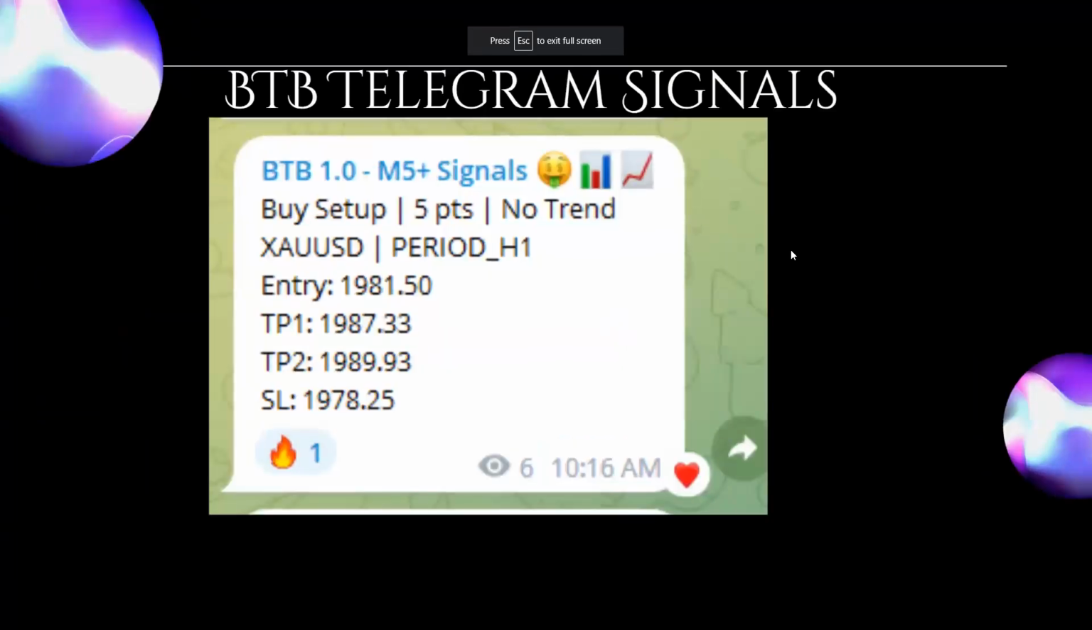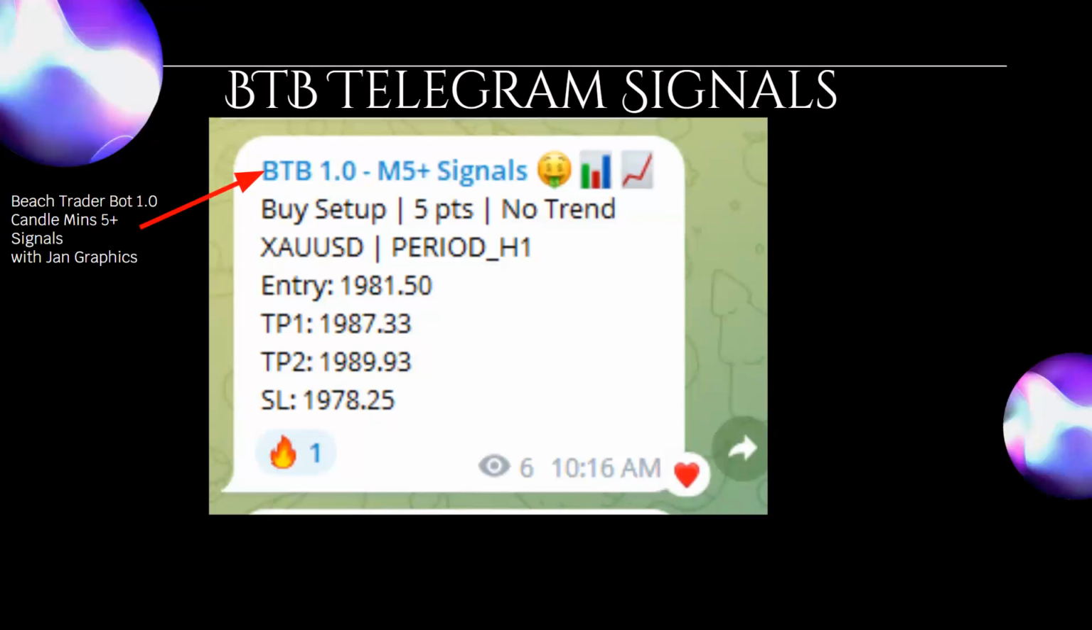All right. Let's go to the next part. This is the signal. We've got signals, and we've got a new part of the bot that has a stop loss and 2 take profits. Okay, let's go over each part of this. So the number one thing is BTB means Beach Trader Bot.